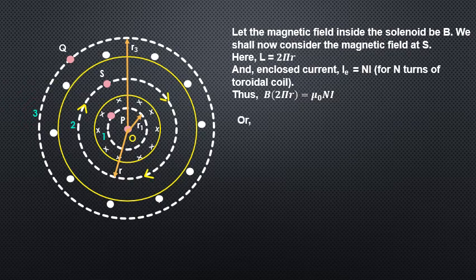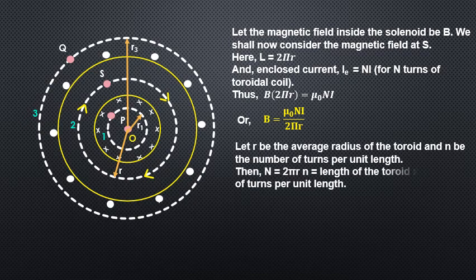rearranging the terms, we get the expression for the magnetic field, that is mu naught NI upon 2 pi r. Now, if I take the number of turns per unit length of this toroid as small n, and 2 pi r is the total length of the toroid, as I have already explained, then the total number of turns capital N can be written as the number of turns per unit length multiplied by the total length, that is 2 pi r into n. So here I am replacing capital N in this equation by 2 pi rn.